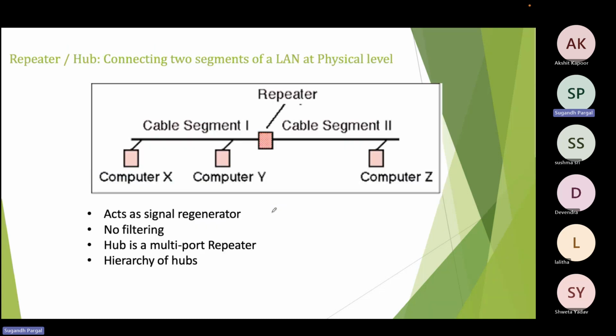So what is the repeater or hub? It is used for connecting two segments of the LAN at the physical level. It also enhances the strength of the signal, as we have also initially discussed. So it acts as a signal regenerator and it allows no filtering. And a hub is a multi-port repeater. A repeater is a single port, but a hub is a multi-port repeater and it forms a hierarchy of hubs.